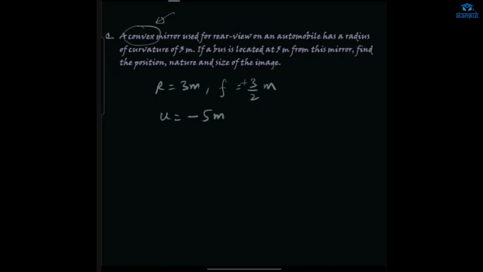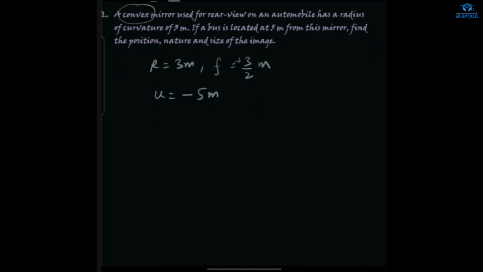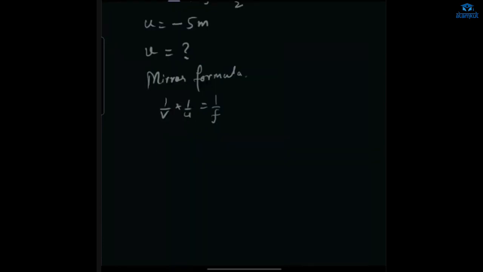From this mirror, find the position, nature, and size of the image. Okay, in this we also have to know about the size of the image. So u is equal to minus 5 meter is given, and we have to know about the position of the image. So v is what? Now for using the mirror formula, what is it? 1 by v plus 1 by u is equal to 1 by f. Don't forget to write the formula.